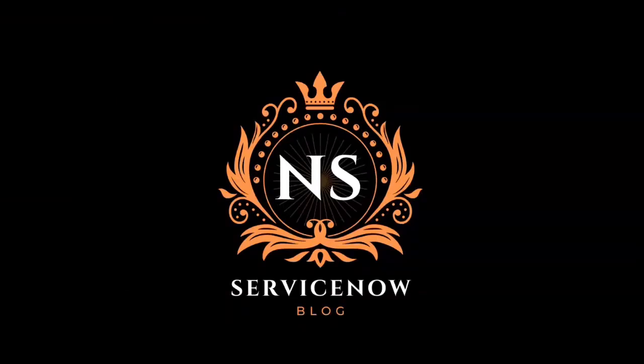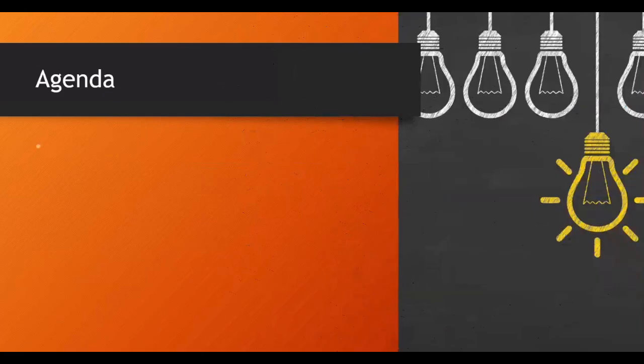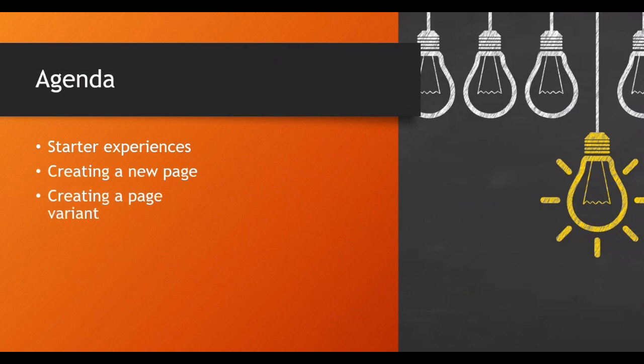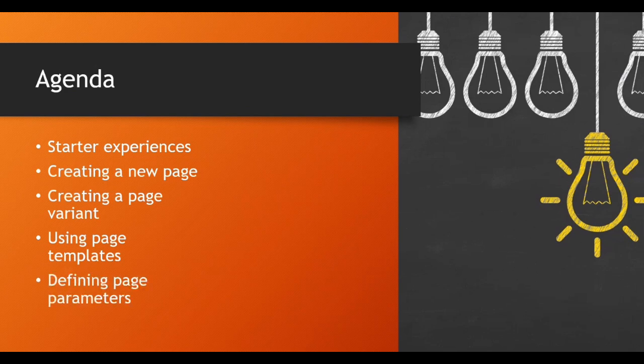Today I'm going to explain about UI Builder pages. So let's see our agenda. Our agenda is: what are starter experiences, what is a page, how do we create a new page in the UI Builder, what is a page variant, how do we create it, and what are the templates and how do we use them while creating a UI Builder page. What are the page parameters? How do we define parameters for the page? And what are the audience and conditions? How do we add audience and conditions to a page? So let's see.